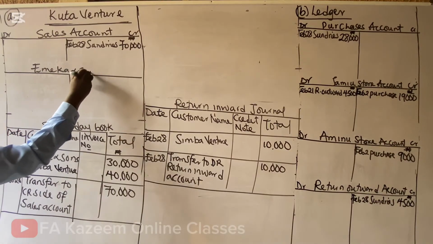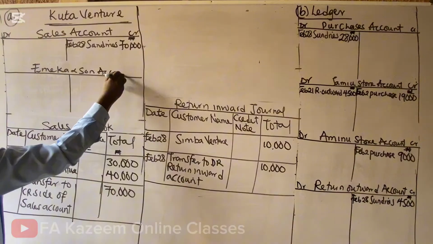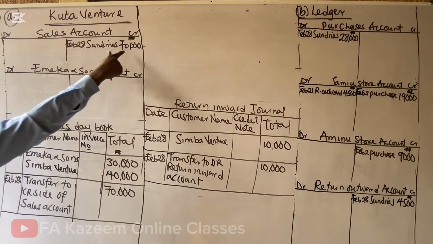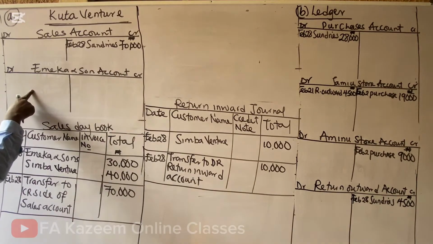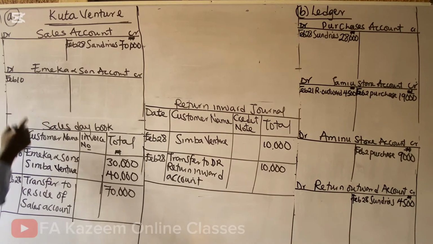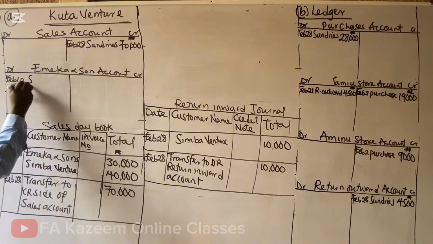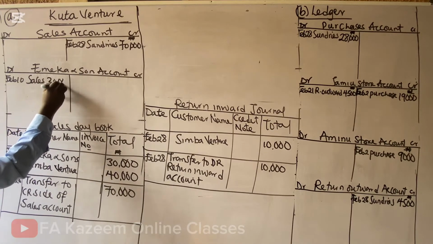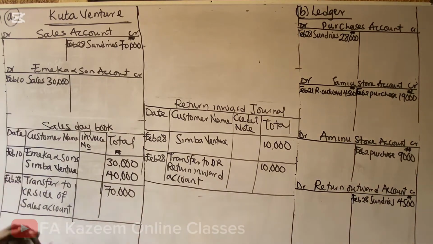Emeka and Son's account. These are the customers you sold goods to on credit. For every credit entry, there must be a corresponding debit entry. On February 10, how much goods did you sell to Emeka? Your particular will be sales, to show that goods were sold to Emeka. How much? 30,000 naira.